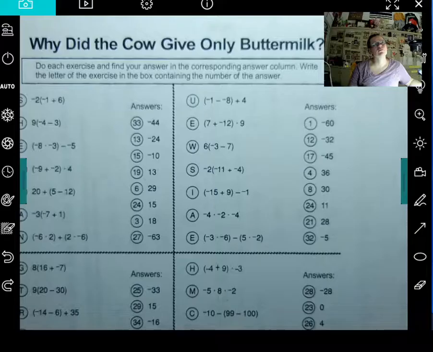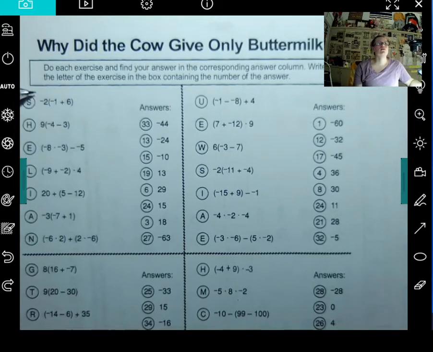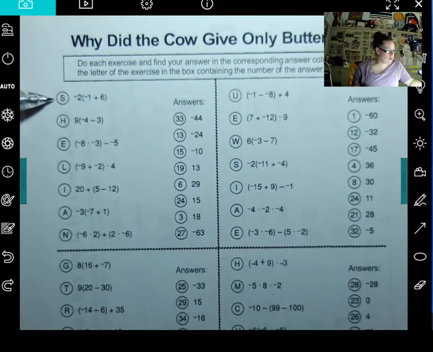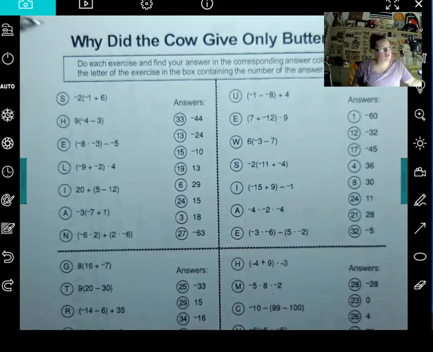So here we go. Why did the cow give only buttermilk? Do each exercise and find your answer in the corresponding answer column. Write the letter of the exercise in the box containing the number of the answer. So we are going to go through and find answers. Okay, so let's do the first one together.